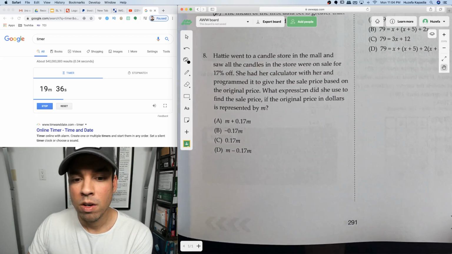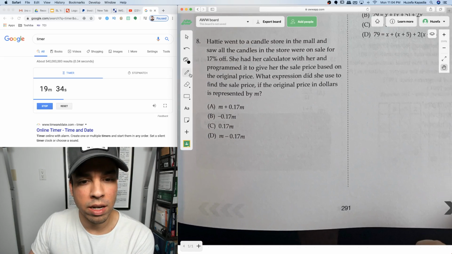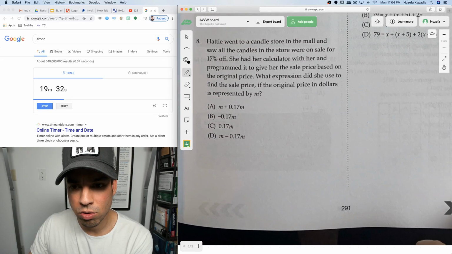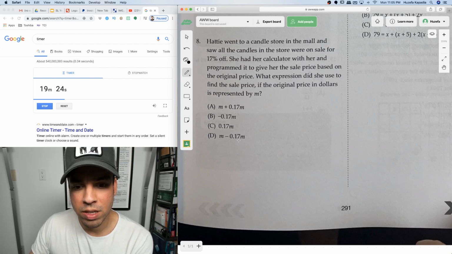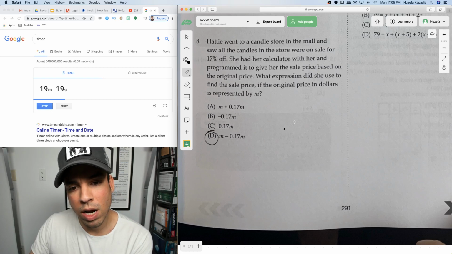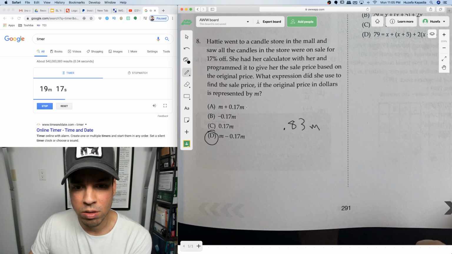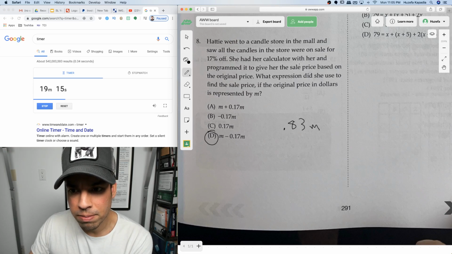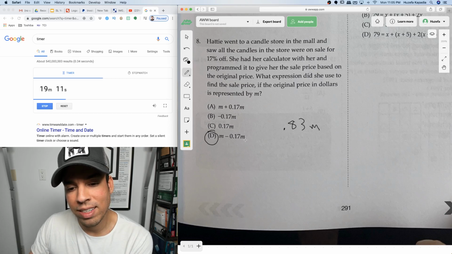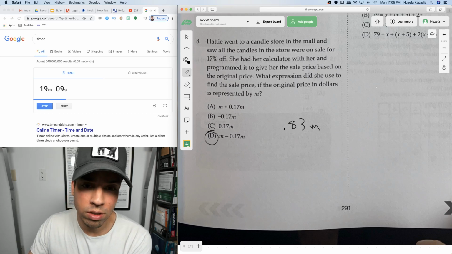Okay. Number 8, Hattie went to a candle store in the mall and saw all the candles in the store were on sale for 17% off. She programmed her calculator to give her a sale price based on the original price. What expression did she use to find the sale price? The original price is represented by M. It's 0.8. It's this one. Or really what I would do is just 0.83 times M. But if M is the original price, right? The original price is M. Yeah, you're subtracting 17% from the original, and it's that.